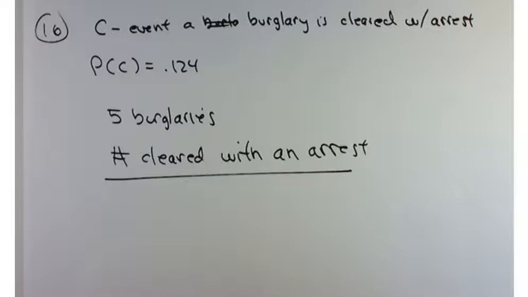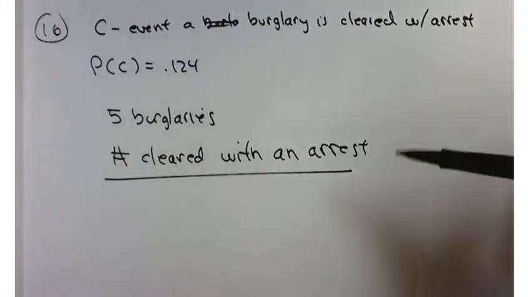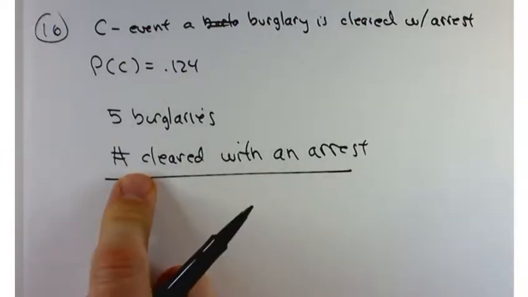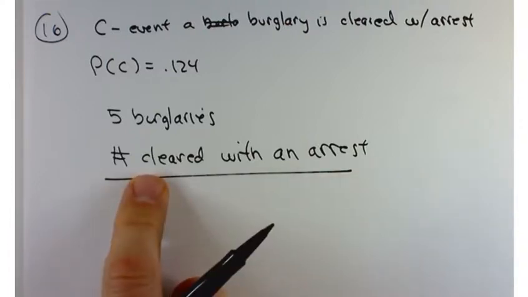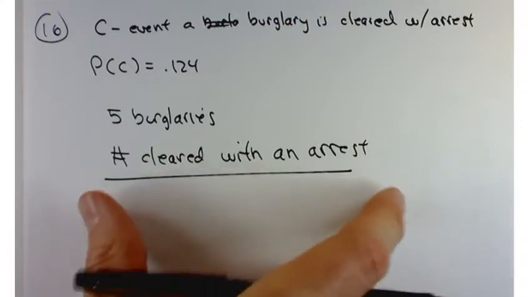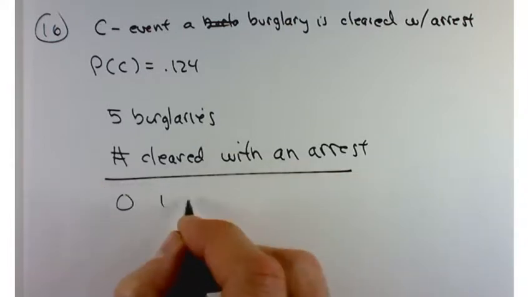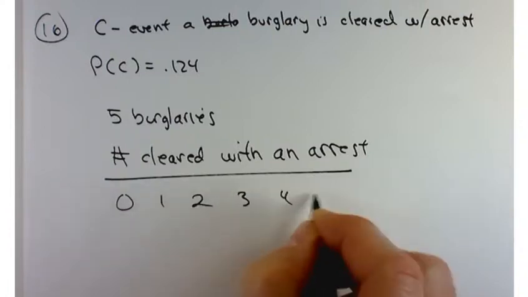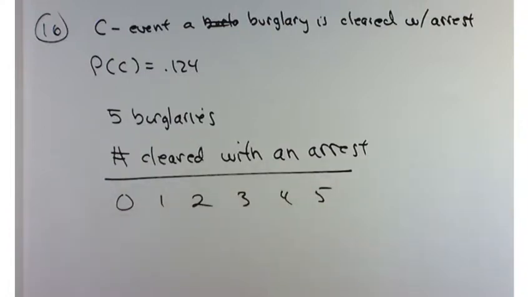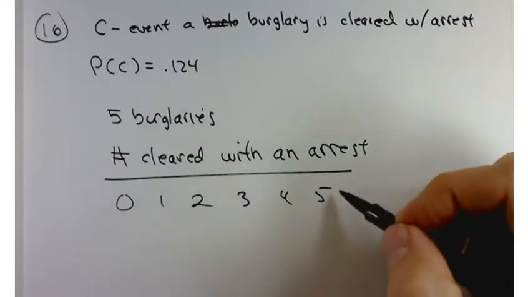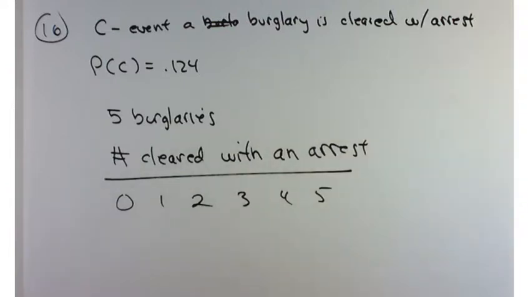Now, in order to start learning this stuff, you need to start being a little bit active here. So I want some help on this one, and from somebody other than just the usual suspects, please. What are the possibilities here? How many of these could be cleared with an arrest? What's my sample space, in other words? Good. 0, 1, 2, 3, 4, and 5. So you can strike out altogether, or you could run the table and get all five of them cleared with arrest. But 0 through 5 are the number of possibilities.